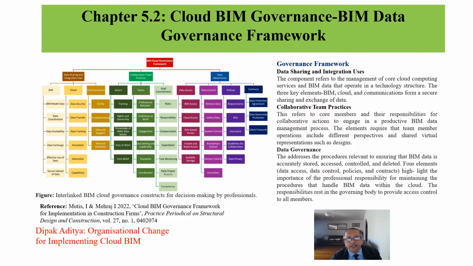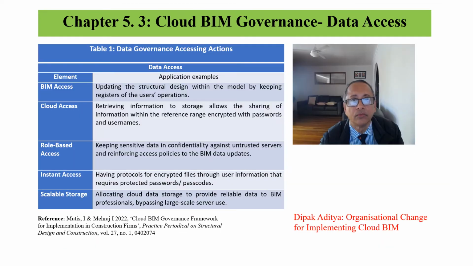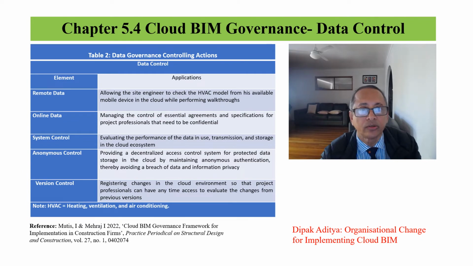Data governance addresses the procedures relevant to data storage access, control, and deletion. Data access, data control, policies, and contracts are the four elements discussed in the following slides. Data access. It includes BIM access, cloud access, role-based access, instant access, and scalable access. Scalable access allocates cloud storage to provide reliable data to BIM professionals. Data control in governance. Elements are remote data, online data, system control, anonymous control, and version control.